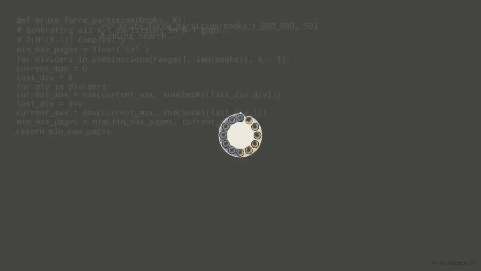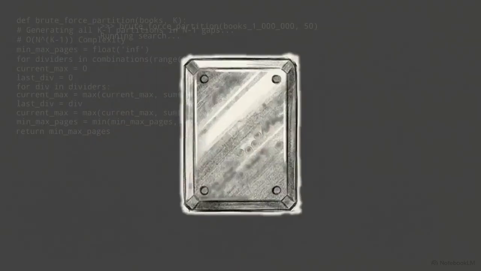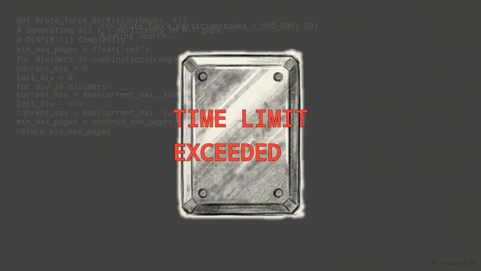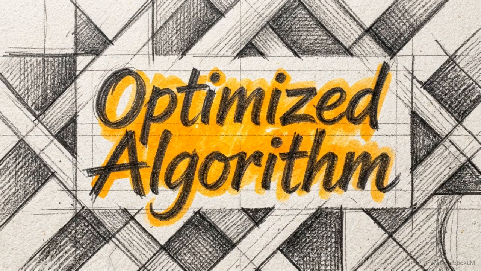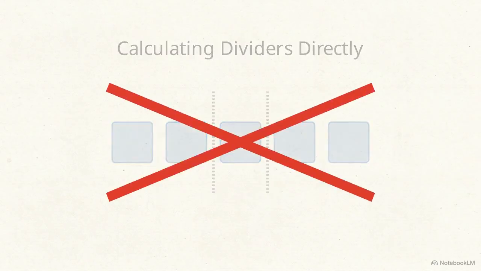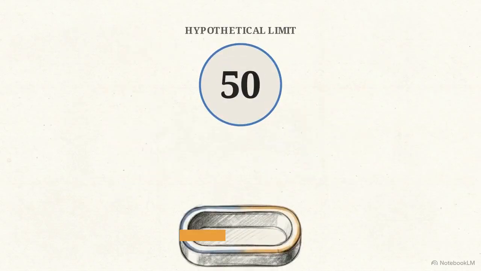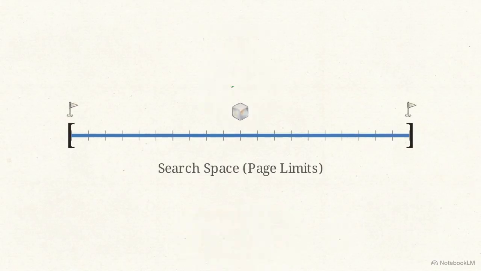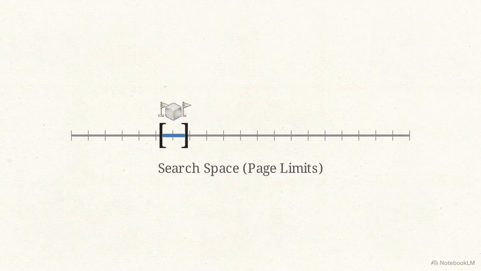Testing every possible way to place dividers between these books leads to a combinatorial explosion. On a large array, a brute force search will inevitably trigger a time limit exceeded error. Instead, we can solve this by using a technique called binary search on answer. Rather than trying to calculate the dividers directly, we pick a hypothetical maximum page limit and check if that limit is possible to achieve. If we can build an efficient way to validate a single guess, we can use binary search to narrow down the range of possible answers until we find the absolute lowest one that works.